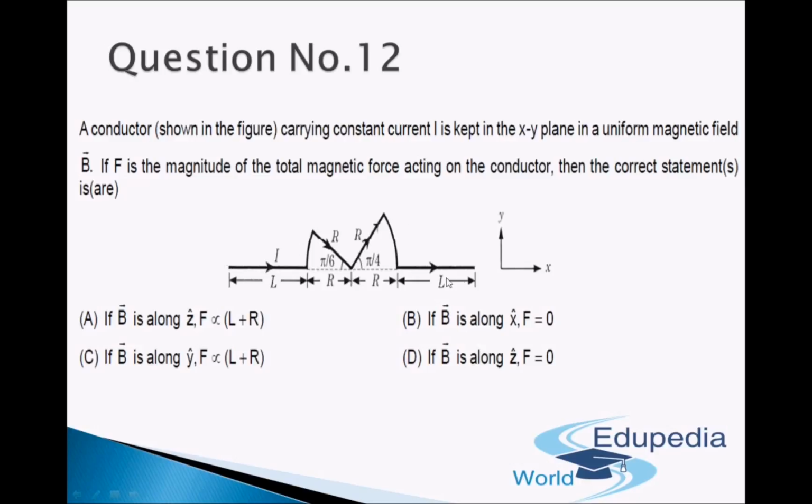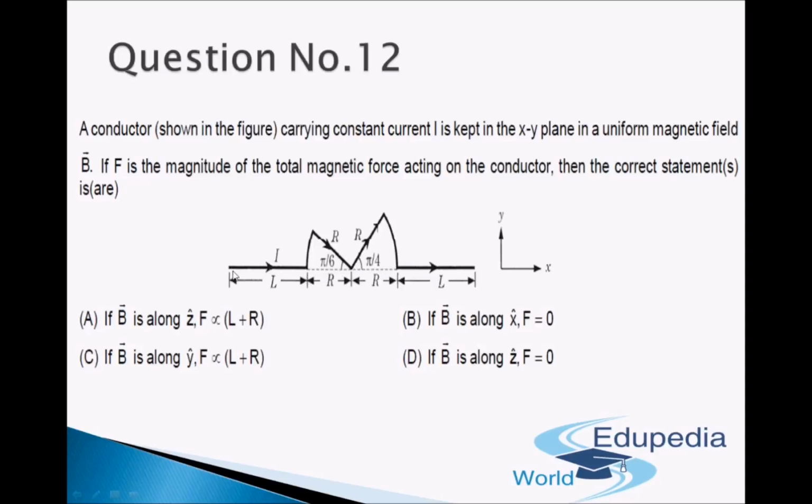So if B is along the Z direction, in that case the force will be proportional to the length of the total wire. So this whole thing will experience a force which will be the same as the force experienced if this was a straight wire of length 2R total.